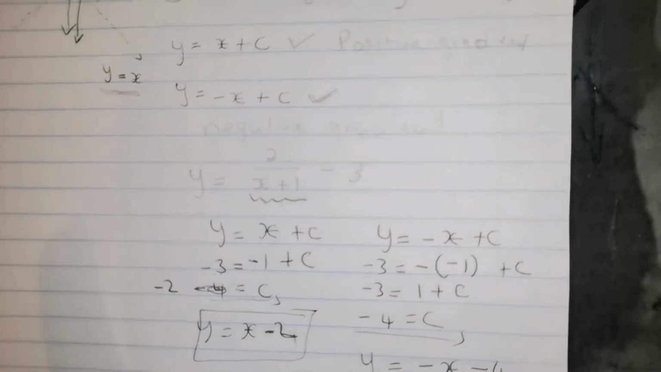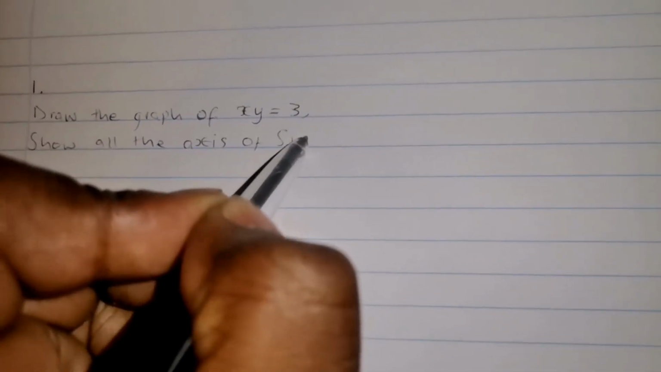Let's go to questions. Example number 1, it's so simple. Draw the graph of xy equals 3 and show all the axes of symmetry. This is the question, so let's draw the graph here.